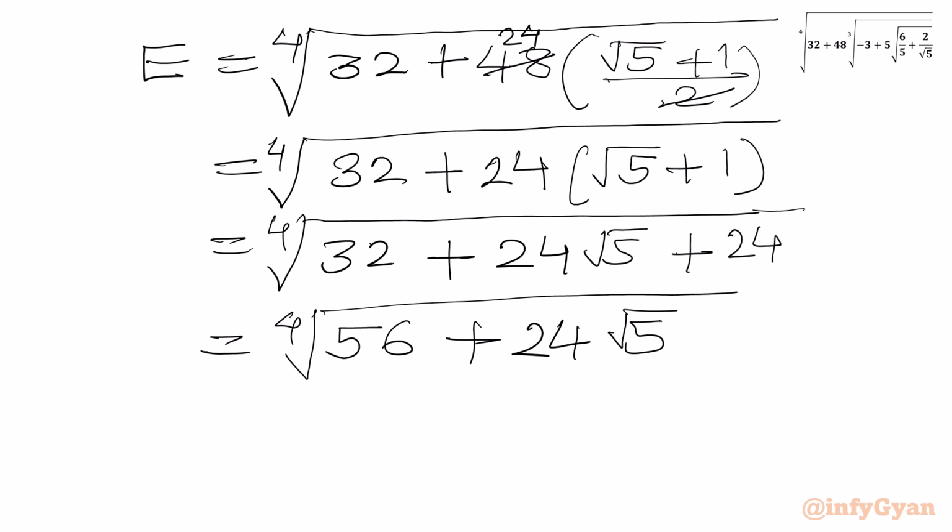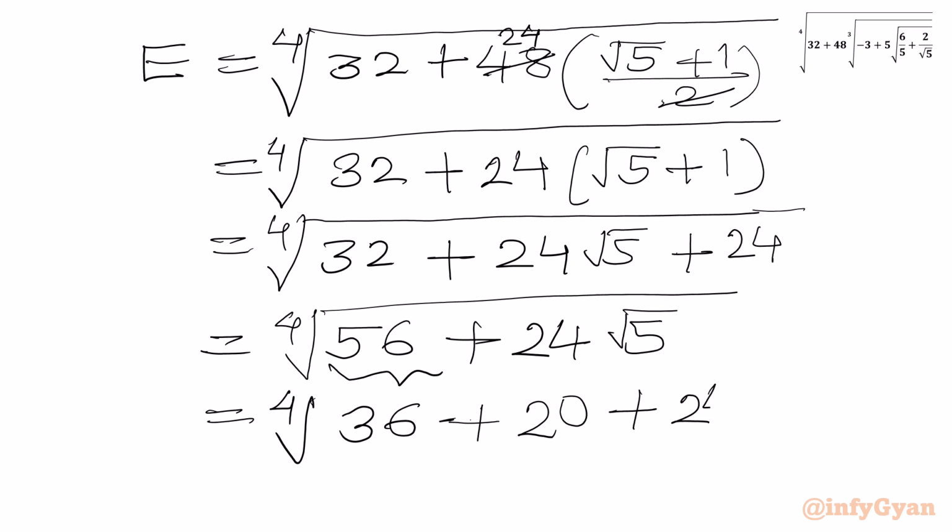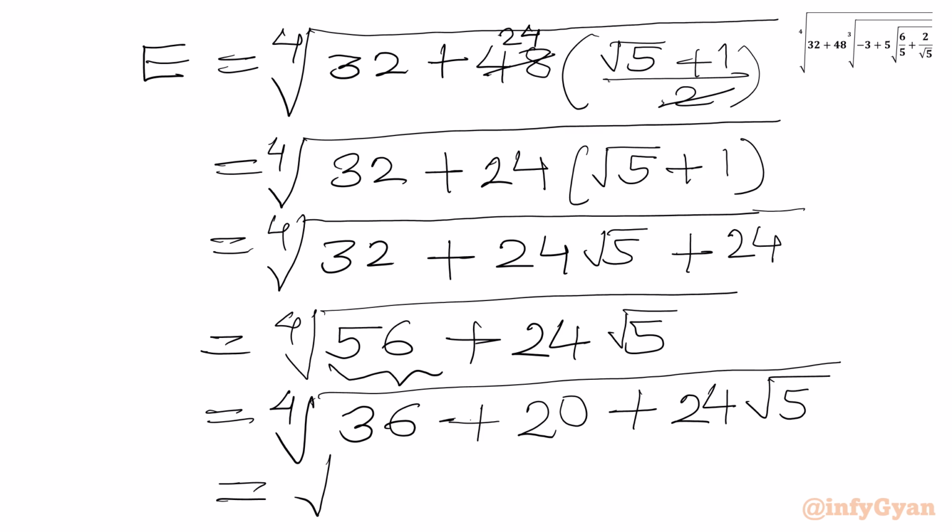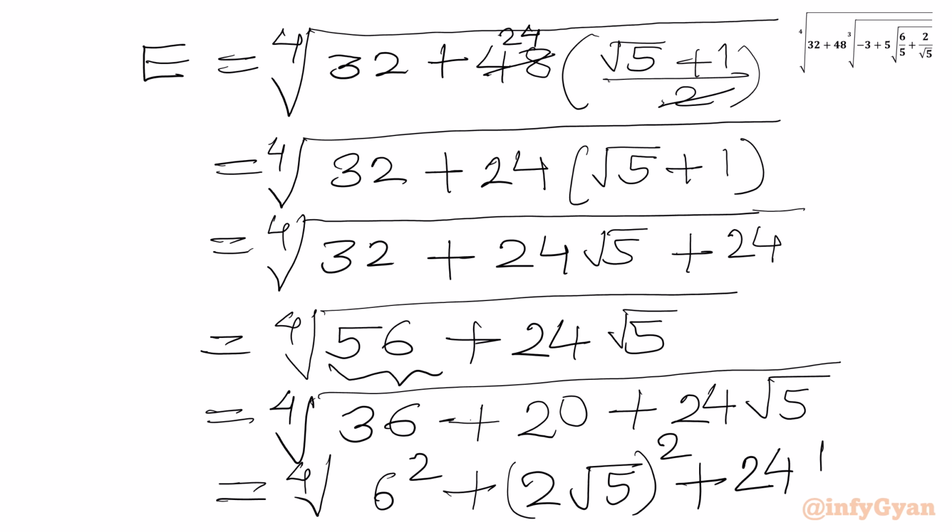Now we have to find this fourth root. So I can split 56 first. I will write the fourth root of 56 can be written as 36 plus 20. This is 56 plus 24 square root 5. Now 36 can be written as 6 square. And 20 we can write as 2 square root 5 whole square. So 2 square is 4. Square root square is 5. So 4 times 5 will be 20 plus 24 square root 5.